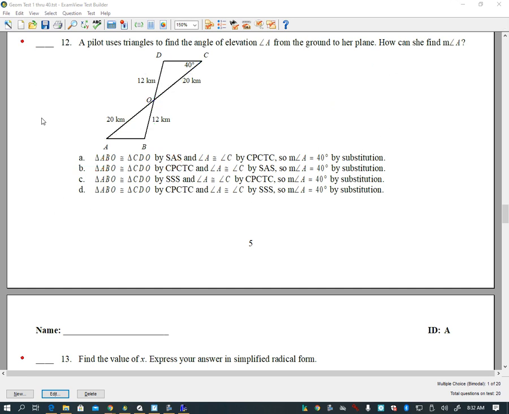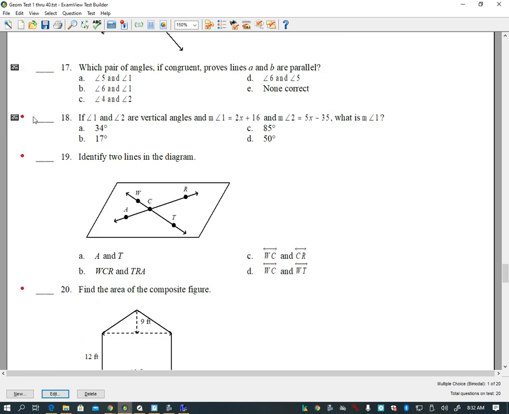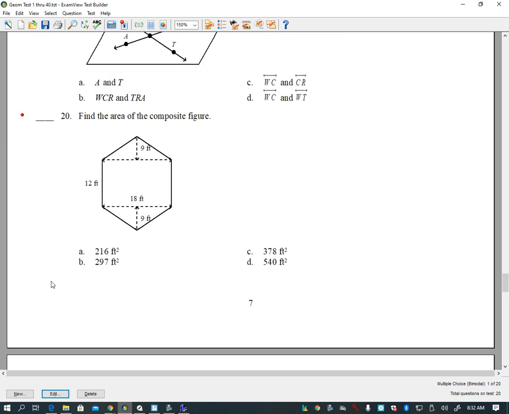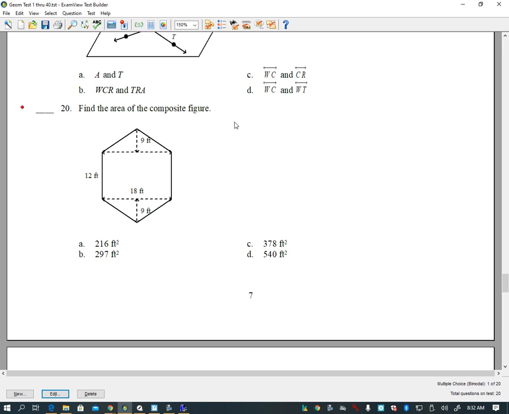Okay, 20. Find the area of the composite figure. What is this figure made up of in terms of individual parts? A rectangle and two triangles. How do you find the area of a rectangle? Okay, rectangle is length times width.